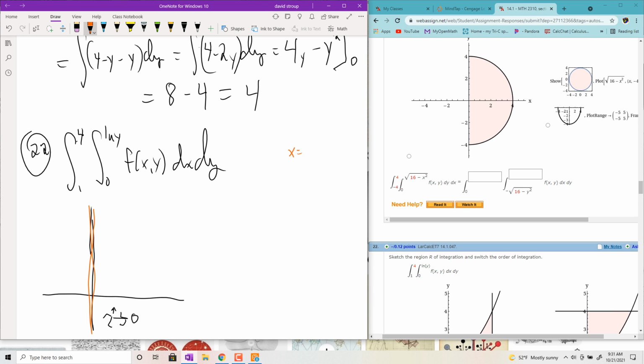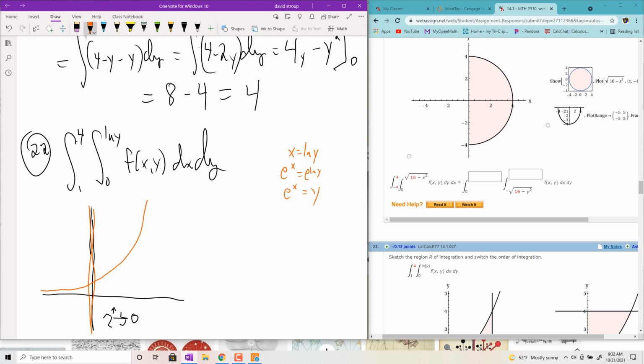What the heck is x equals ln y? Well, you can exponentiate both sides. You get e to the x equals e to the ln y. And so e to the x equals y. It's just the exponential function. Okay, so it's just this curve right here.